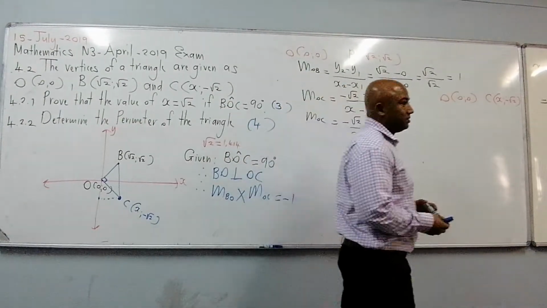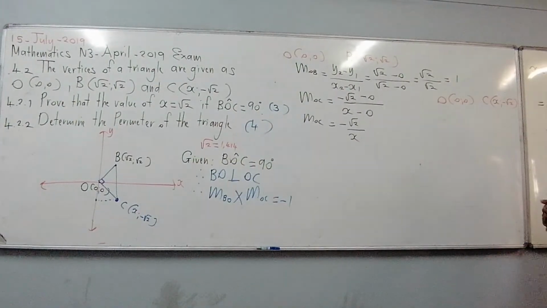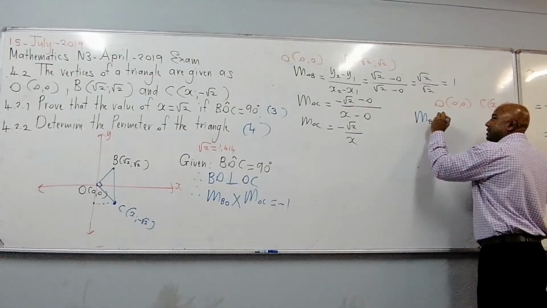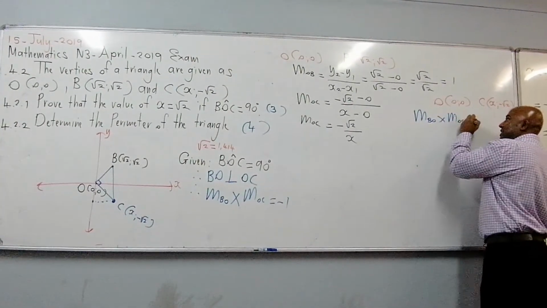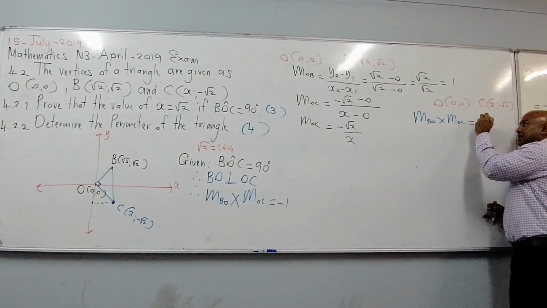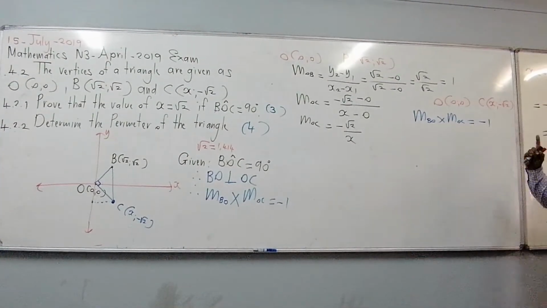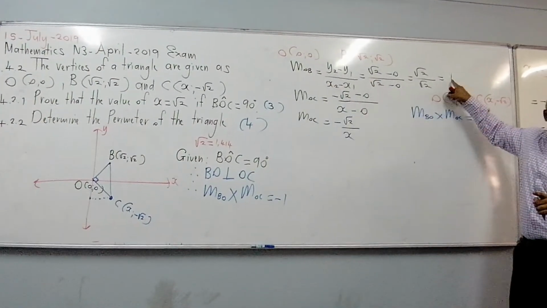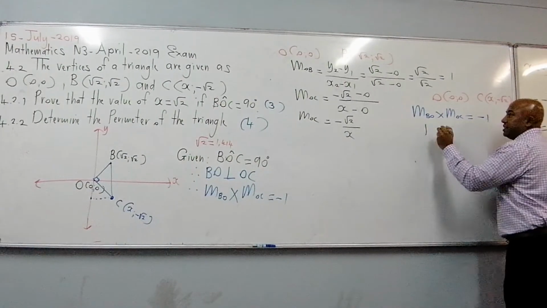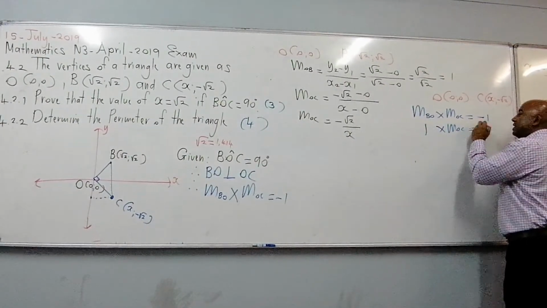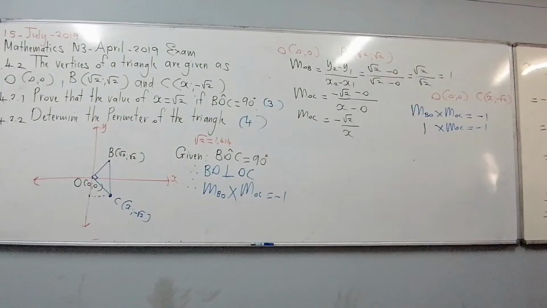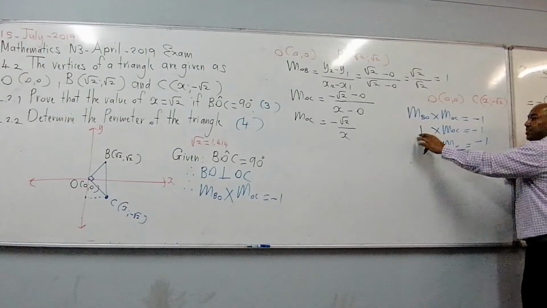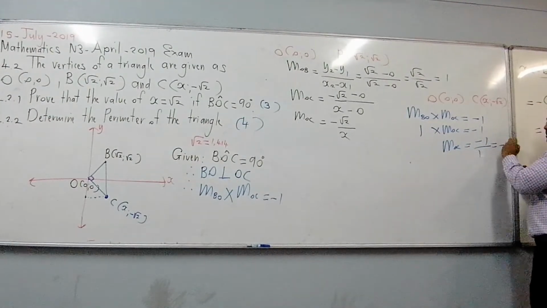Okay, but now, what do we know? We know that m of BO times m of OC is equal to -1. And what do we already know? We know that m of OB is equal to 1. So 1 times m of OC is equal to -1. So what is the gradient of OC equal to? So the gradient of OC is equal to -1 divided by 1, which is -1.